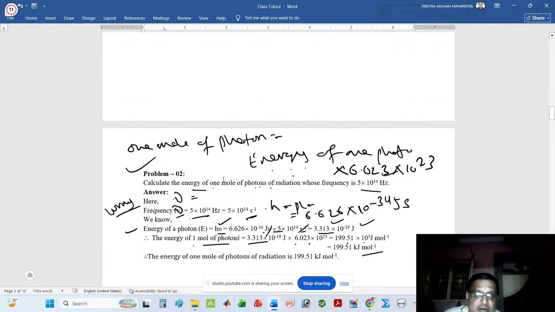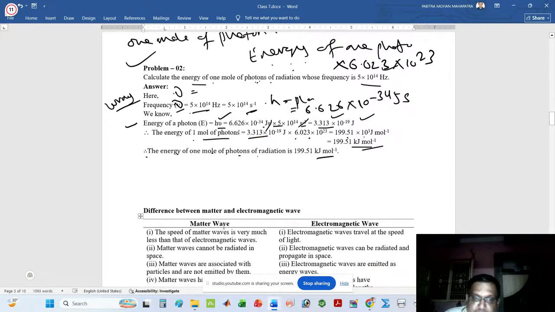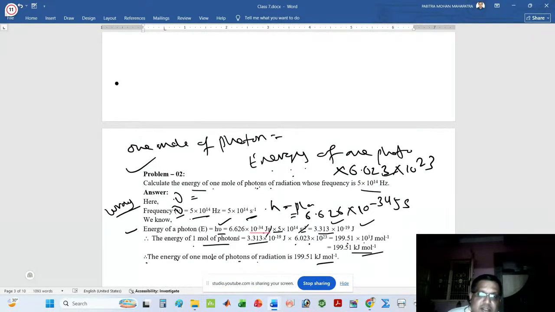In the question, our target was to find out the energy of 1 mole of photon. So this is the value, 199.51 kilojoule per mole. So here I can write the energy of 1 mole of photon of radiation is 199.51 kilojoule per mole. Next, such type of problem carries 2 marks. These are very important questions. It will carry 2 marks.